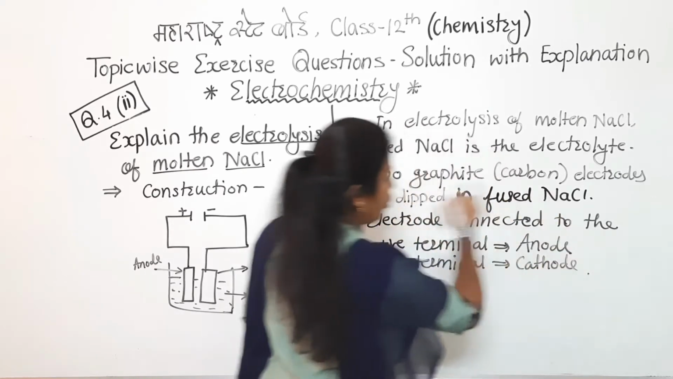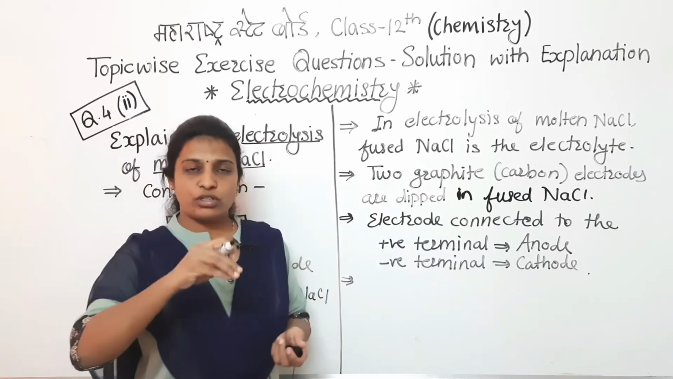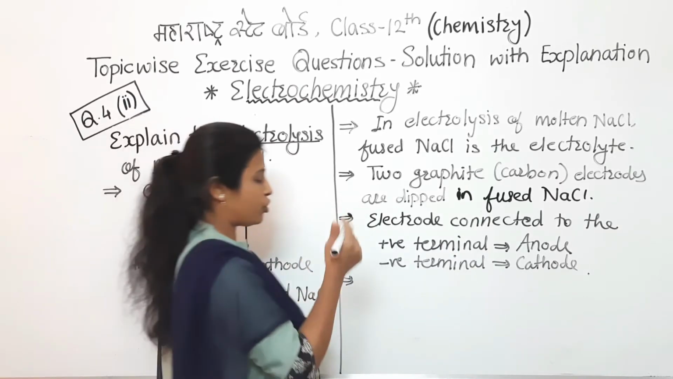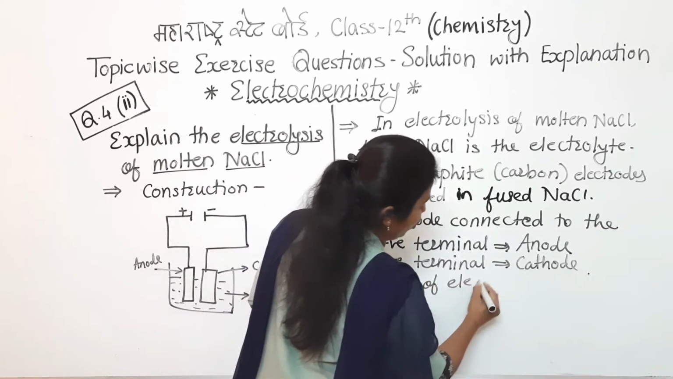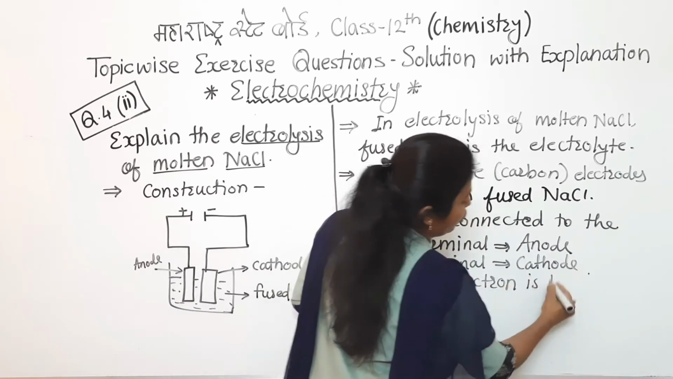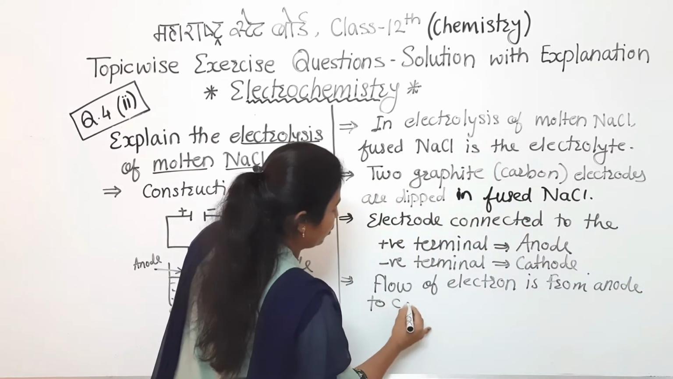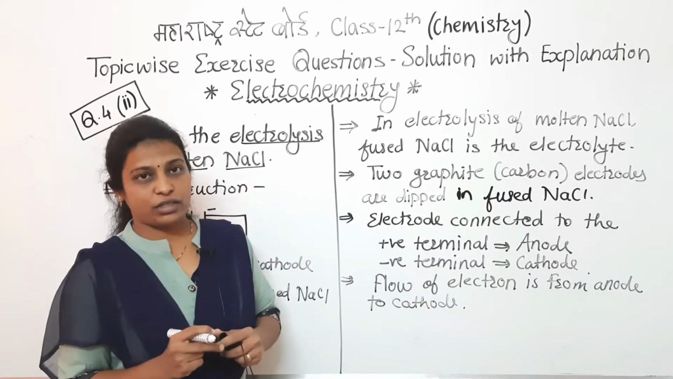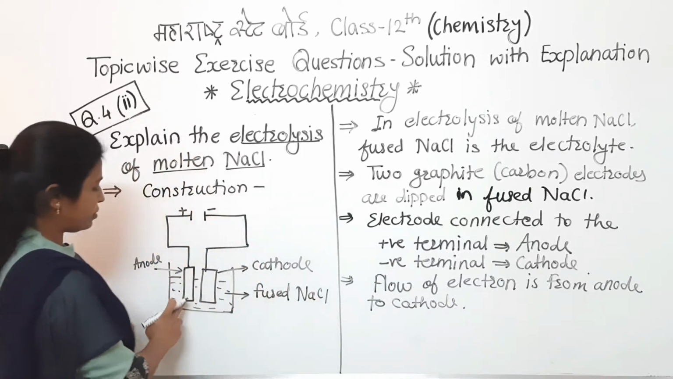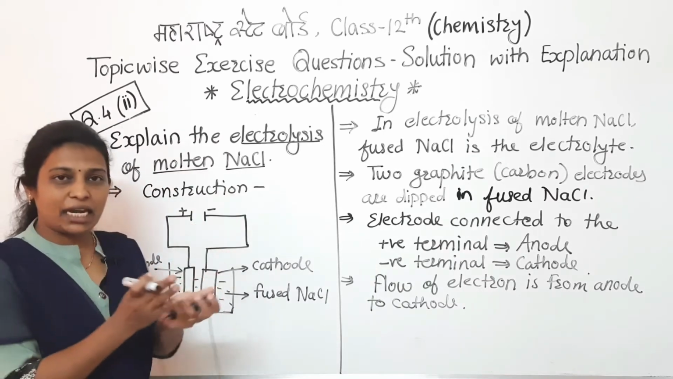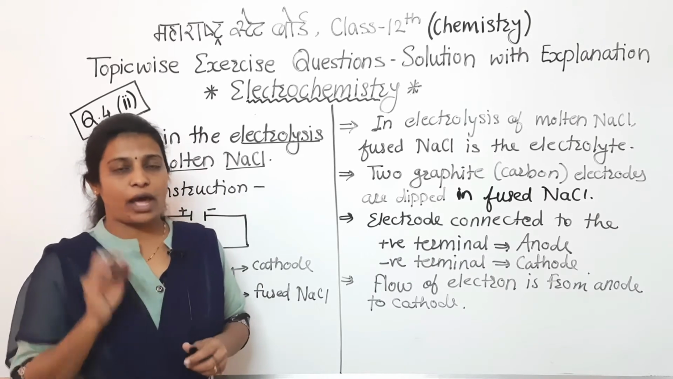ठीक है, ये एक पॉइंट हो गया। नेक्स्ट वन, as we know that anode is positive and cathode is negative, but flow of electron is always from anode to cathode. So flow of electron is from anode to cathode. Now, when potential is passed, the ions present in that solution or in that fused NaCl are attracted by the anode and the cathode.